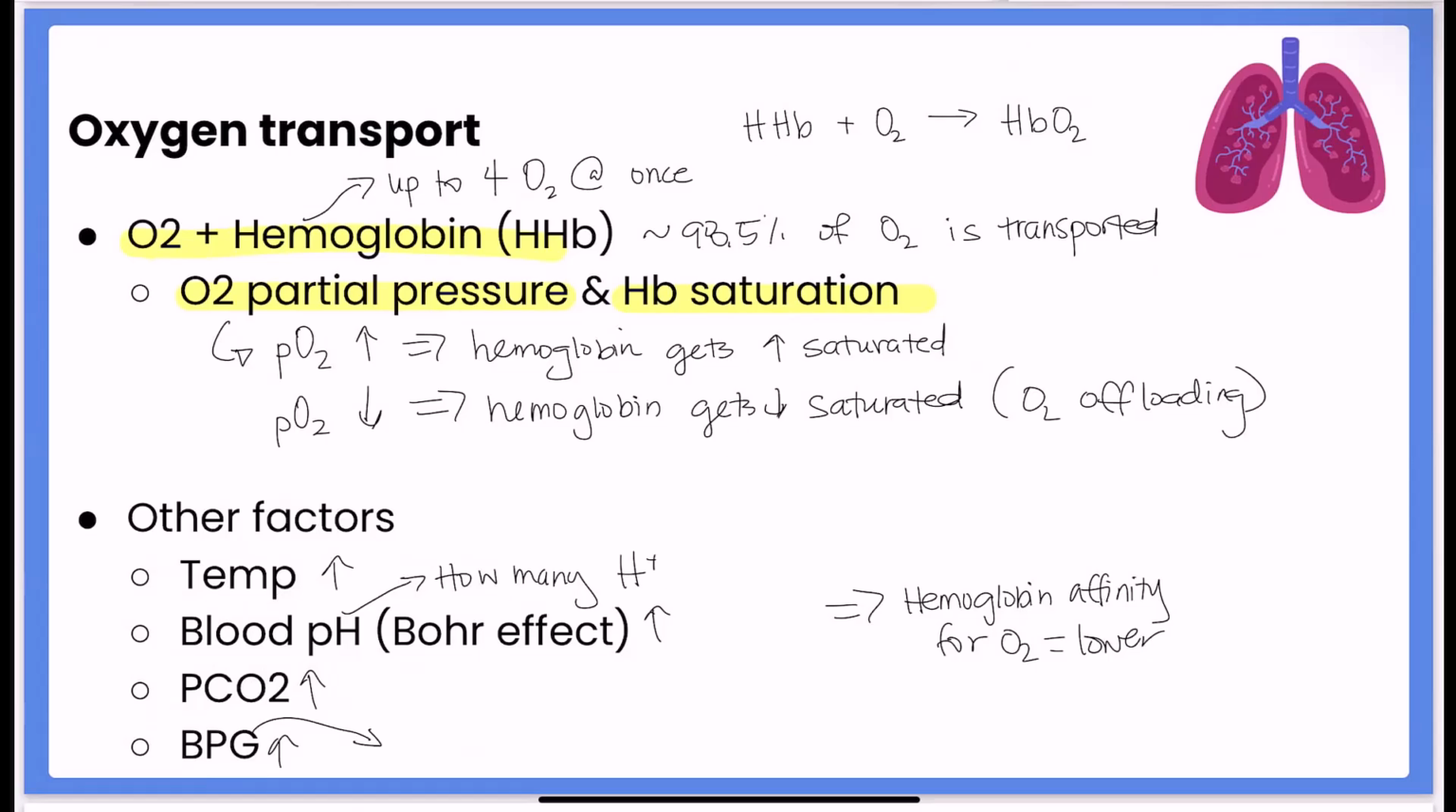BPG stands for 2,3-bisphosphoglycerate, or BPG for short. BPG is a substance that's produced by red blood cells during glucose metabolism, just so you know. Anyways, if we increase all those factors, then that'll make hemoglobin's affinity for oxygen lower. So the flip side is true: if we were to decrease all of these things, that would make hemoglobin's affinity for oxygen higher instead.